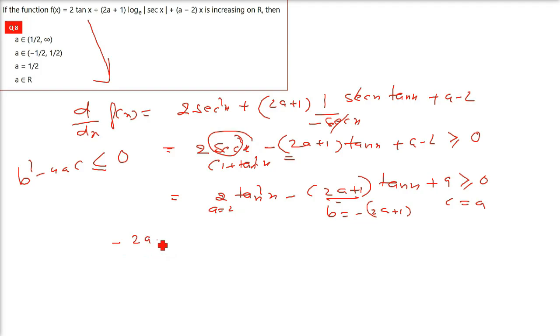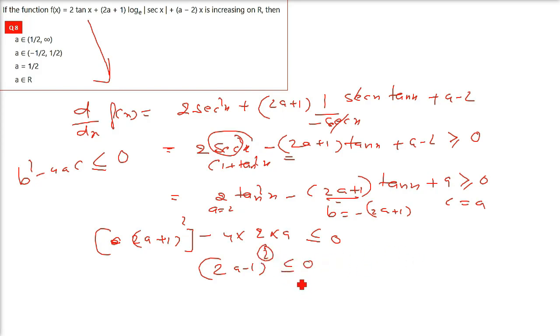So b I am writing it as negative (2a plus 1). b square minus 4ac is what? Same term which we used in the previous part, only the negative is there, negative (2a plus 1) whole square. But since b is squared, and b here is negative, again (2a minus 1) whole square will be less than or equal to 0, which is impossible. You can only get 2a minus 1 equal to 0, not less than 0. So a will be equal to half.